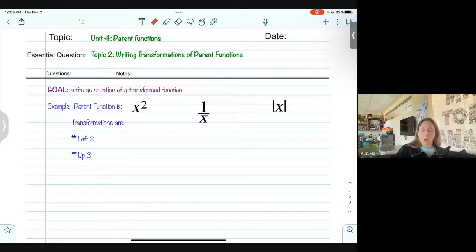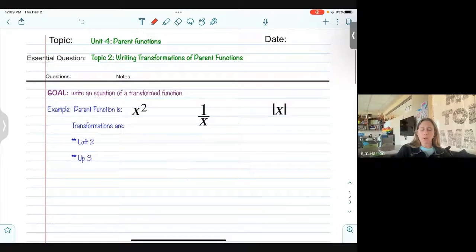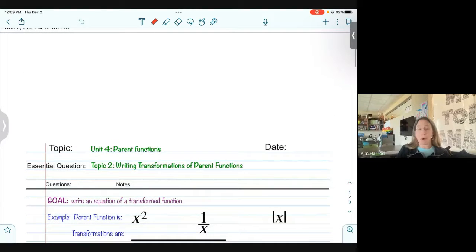So topic 2's goal, writing transformations of parent functions. Okay. Before I go into this, I'm going to give just a little recap, summary of the different things that we talked about Monday, Tuesday. Maybe write it in a different way. Maybe you'll like the way this looks today better than it clicked earlier.